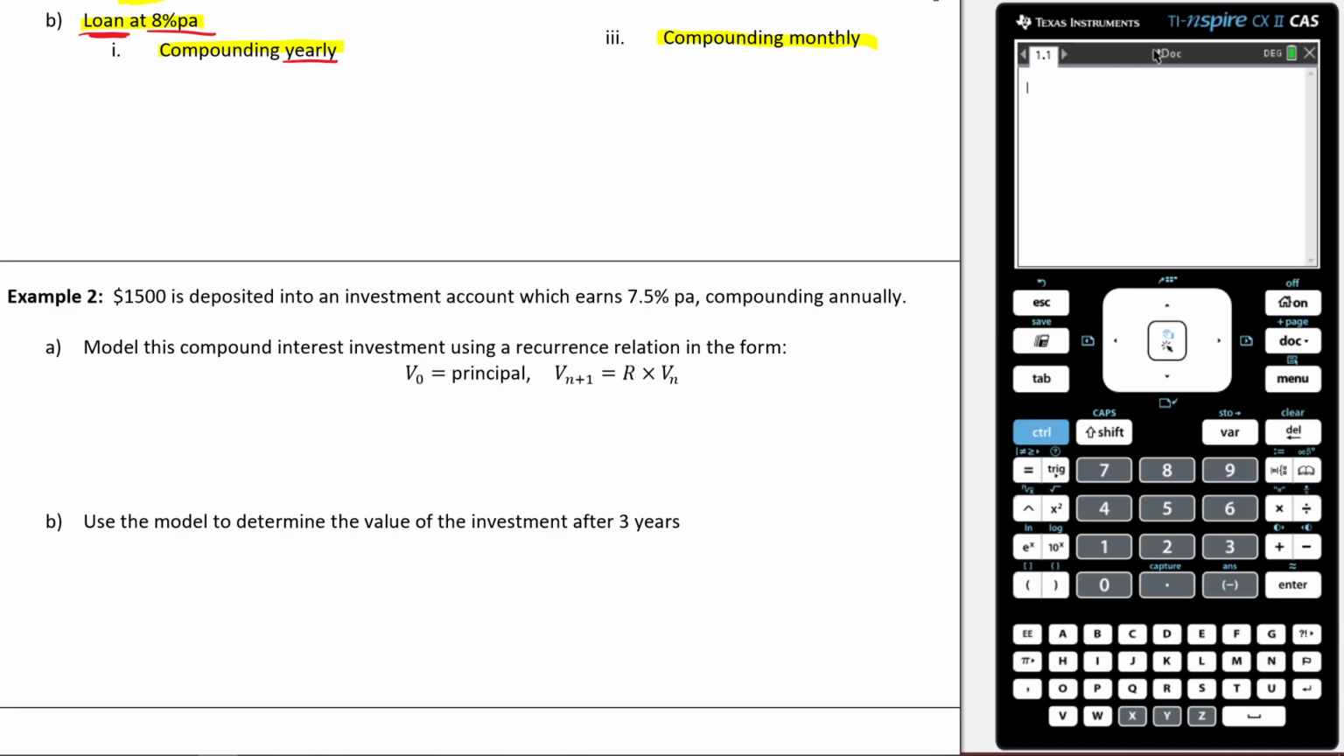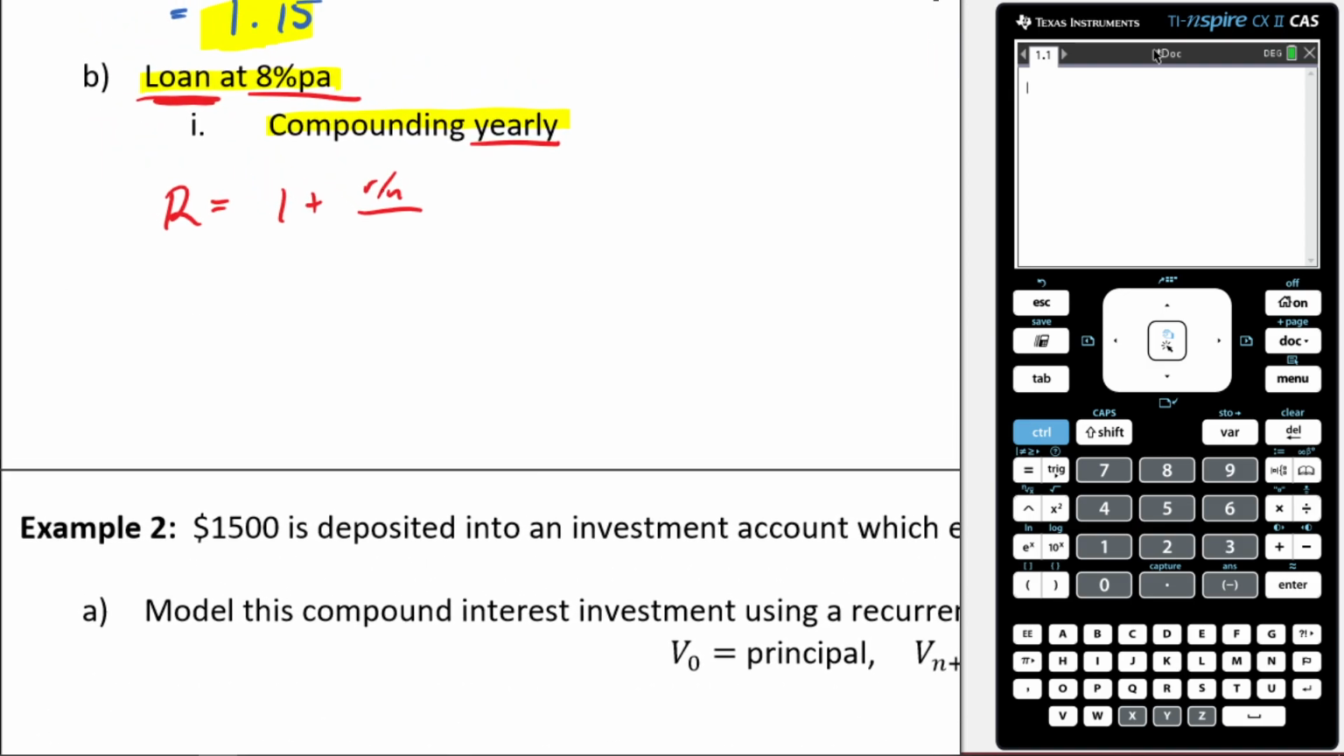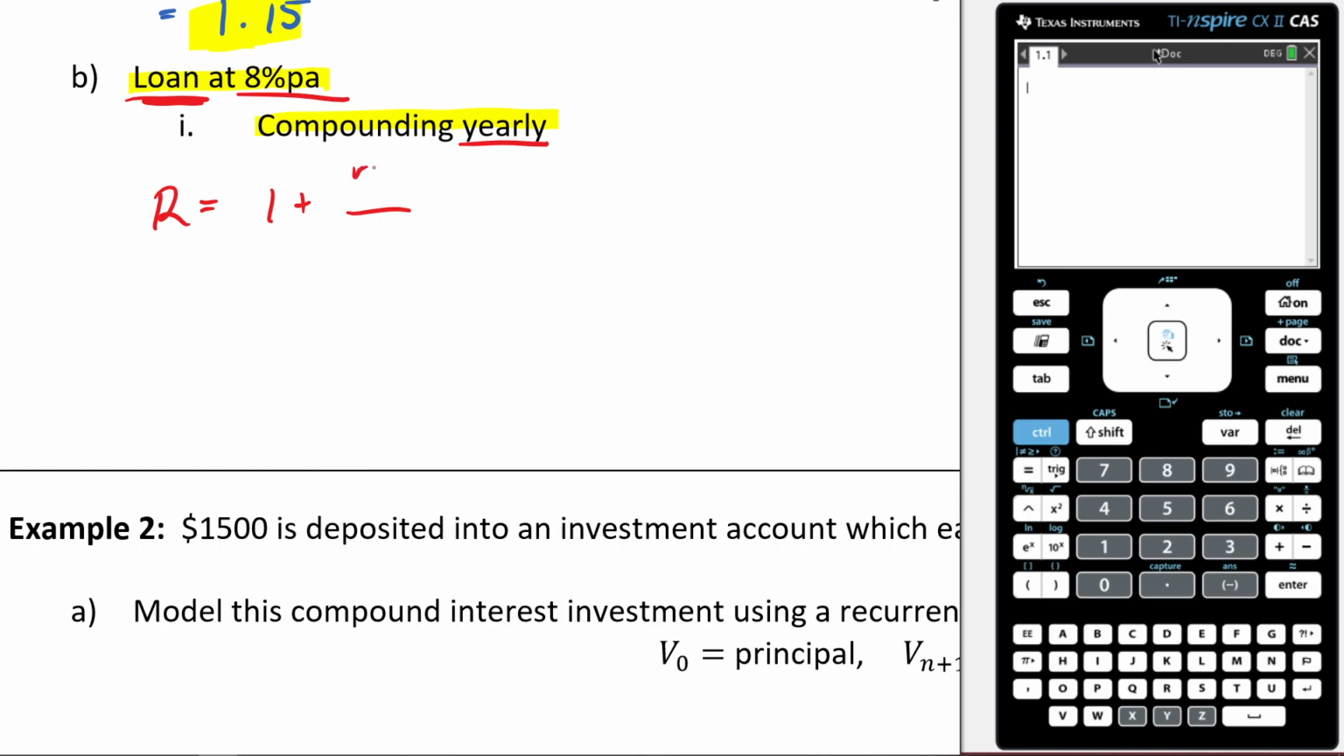Let's show this by figuring out the R values. So remember, to figure out the R values, you go 1 plus R over N over 100. So in this case, 1 plus my R is my 8%. My N is how often we're compounding. So we're only compounding once here over 100. So that means I'm going to pay 1.08, not percent, 1.08 yearly.